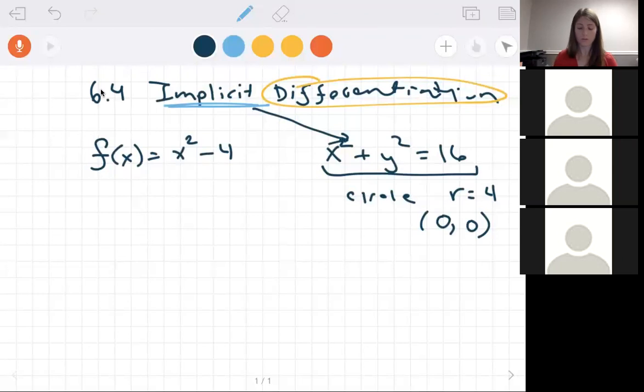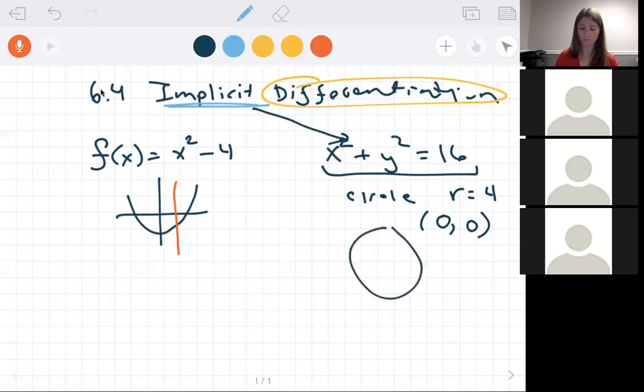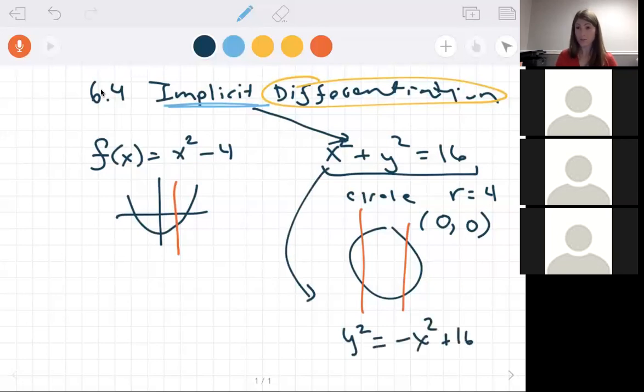So let's think about the difference between the two. For a function, we know a function has to pass the vertical line test. So this guy does. Whereas if we think about our circle, we have multiple places where we fail the vertical line test. So in general, our implicit functions are going to create some issues, potentially, if we solve for y. Think about what happens in our circle case. If we tried to solve for y, we could write y squared equals negative x squared plus 16. Then we could think about taking the square root. But when we go from y squared to y, we would actually have to take the positive and negative square root.